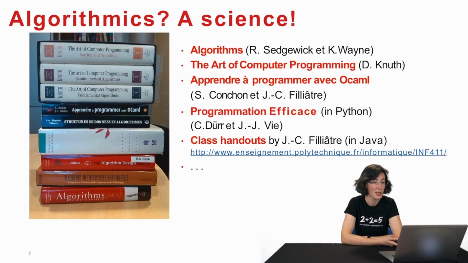So you've seen an example of the path in a graph. Of course, algorithmics is not just about graphs. There are many other data structures and many other algorithms. Here's a non-exhaustive list of books and references you can have a look at. There are 3 books in English by Sedgewick and Wayne, and then several references in French. One in OCaml, one in Python, and one in Java.